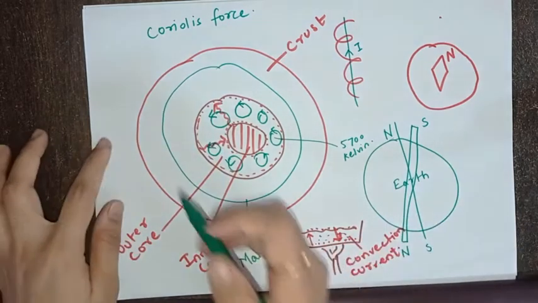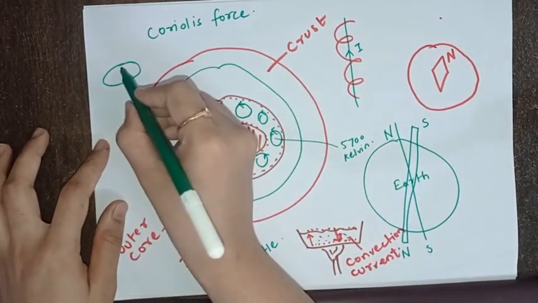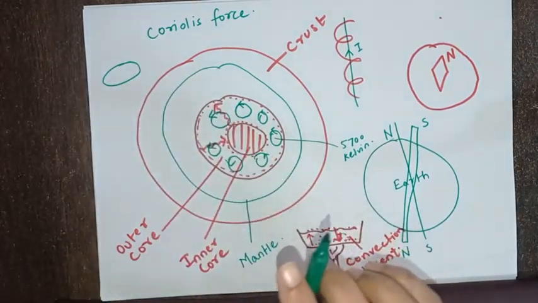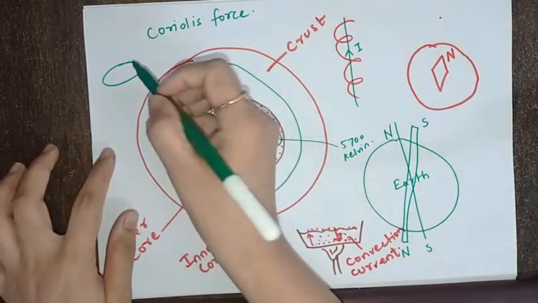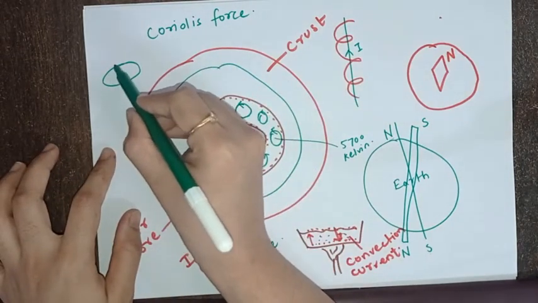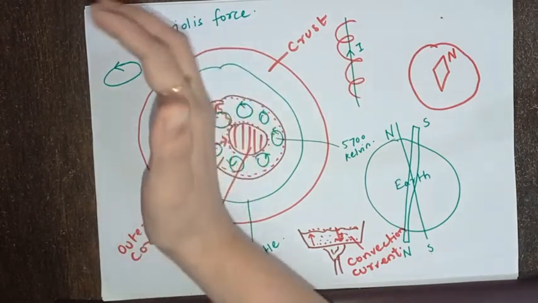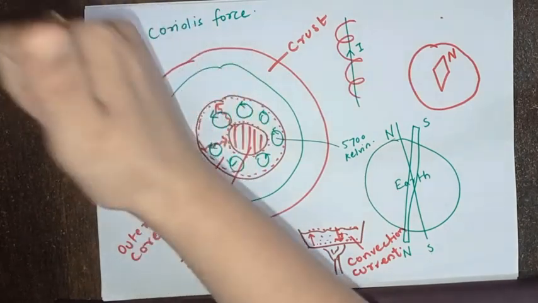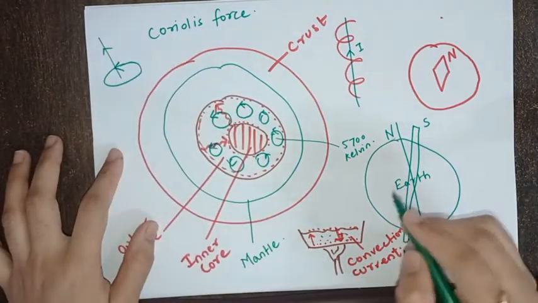Now you remember a current conducting circular wire has a magnetic field, and how you can determine the magnetic field of this wire: say current is flowing in the anti-clockwise direction, then according to the right hand thumb rule, the curled fingers show the direction of current while the thumb shows the direction of magnetic field. So the magnetic field will be in this direction.